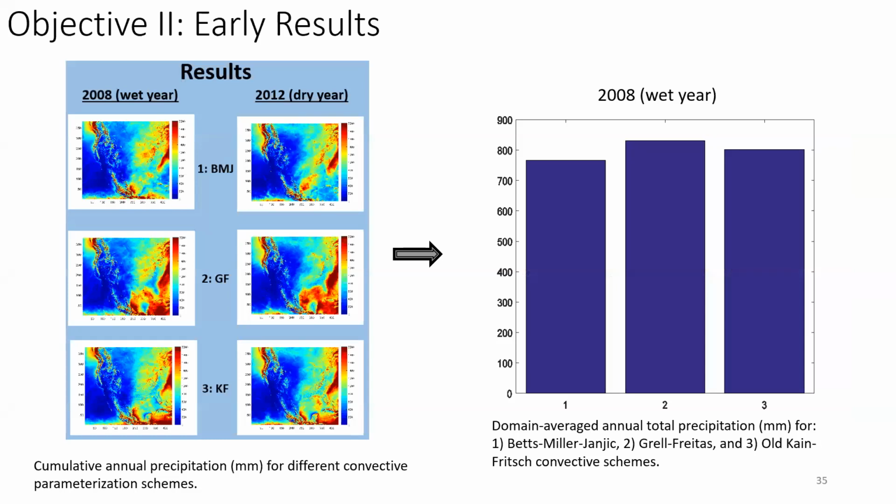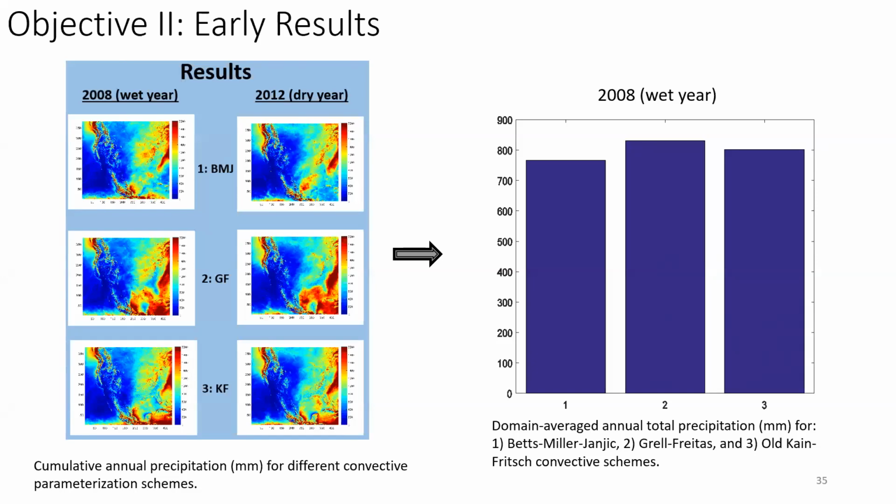Now, this slide just depicts results from simulating accumulated annual precipitation between a wet and dry year, comparing three different convective parameterization schemes. The simulation was run at 12 kilometer grid spacing and was driven by MERRA reanalysis data sets for both years. To the right, you will see a bar chart of average total precipitation for the year 2008 for each convective scheme that you see there.